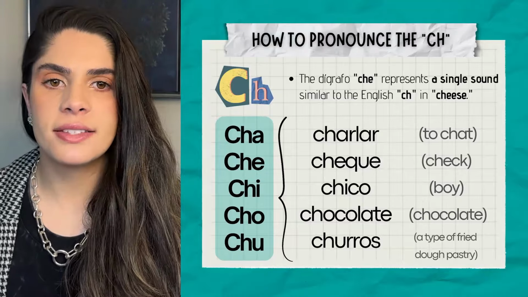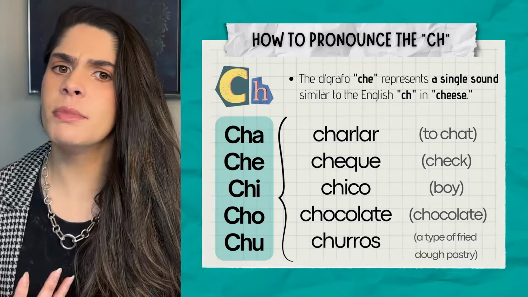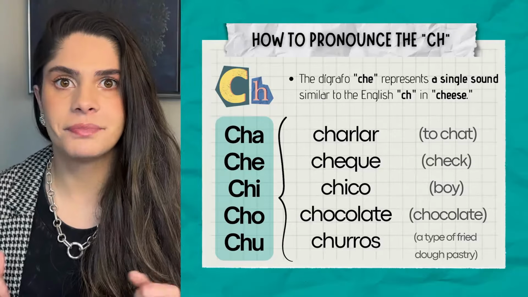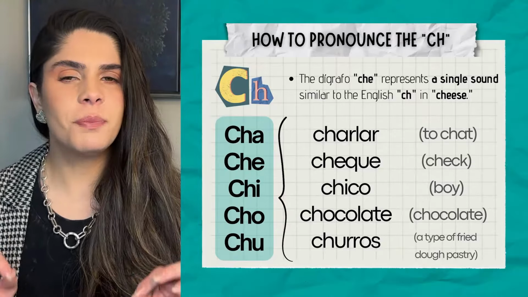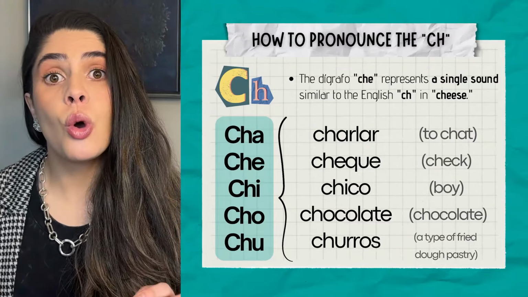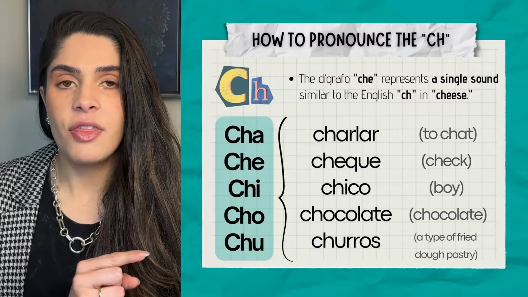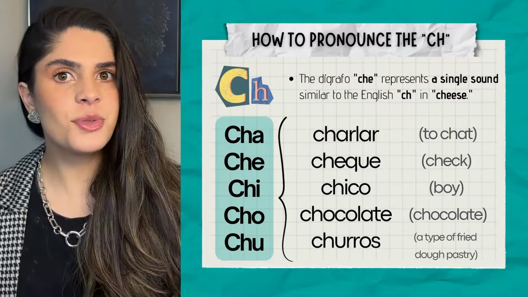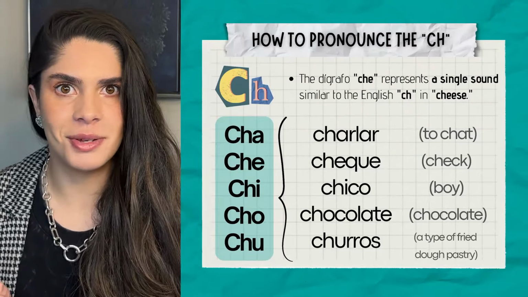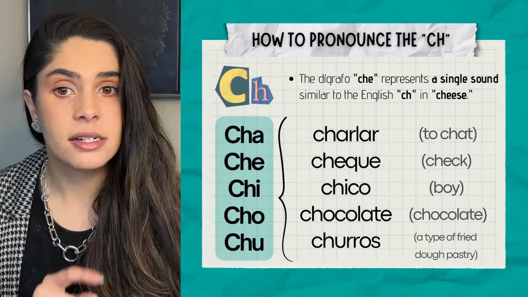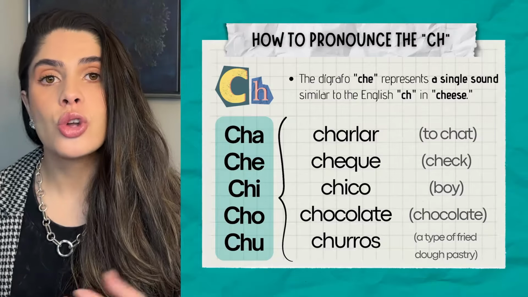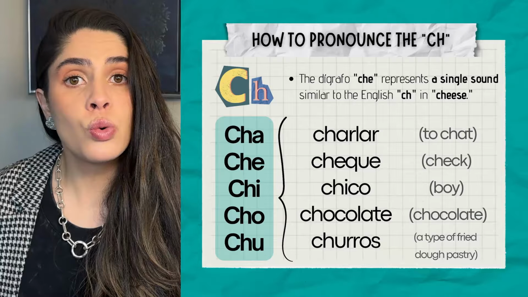Che represents a single sound, similar to the English ch sound in cheese. It makes it a little easier, right? Let's repeat after me. Cha, che, chi, cho, chu. And let's see some examples. Learn how to pronounce and learn vocabulary at the same time. That's awesome, right? Cha, charlar. Che, cheque. Chi, chico. Cho, chocolate. Chu, churros.